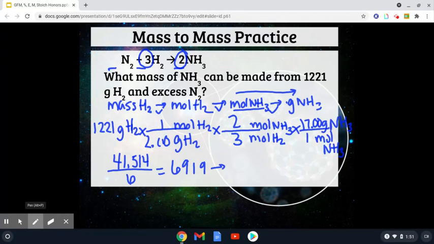All of the moles, so the 1, the 2, the 3, leave those out of your sig figs and just use the grams. And we would get, with 3 significant figures, 6,920 grams of NH3.